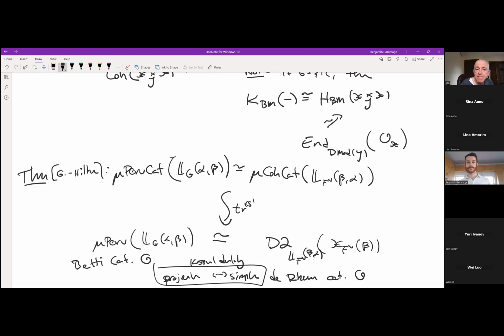Yes, I do have a few questions. First, can you explain about this perverse Schober, the categorical sheaves, when you say support with a singular support?